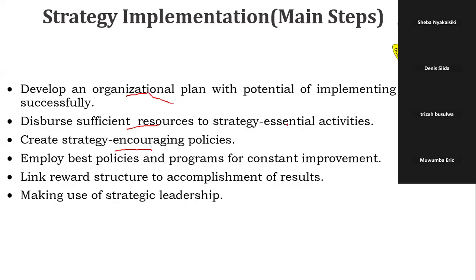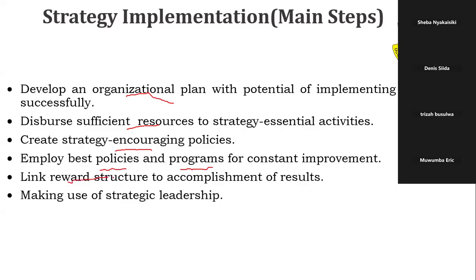However, also from experience, and I'm sure most of you have seen, many times we develop these strategies and policies, but they remain on paper. We need to actually make them living documents, not just something you pull out when it's time for the auditor, or to beat someone over the head when you want to win an argument within the organization. Employ best policies and programs for constant improvement.